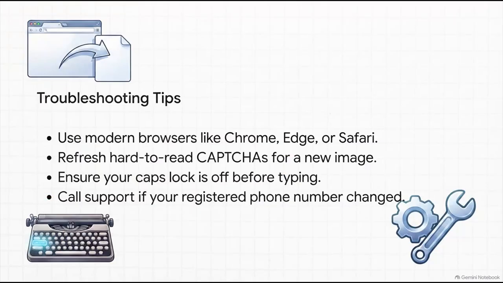Still stuck? Let's check a few basic things. Make sure you're using a modern browser like Chrome, Edge, or Safari so things load properly. If you get one of those weird, squiggly CAPTCHA images that makes you question if you're actually a robot, just hit refresh to get a new one. Double check that your caps lock is off, and this is crucial. If you recently changed your phone number, the automated identity verification will fail. You'll literally have to call customer service directly to get your profile updated.